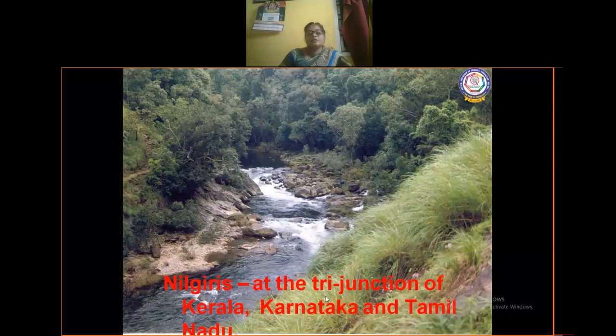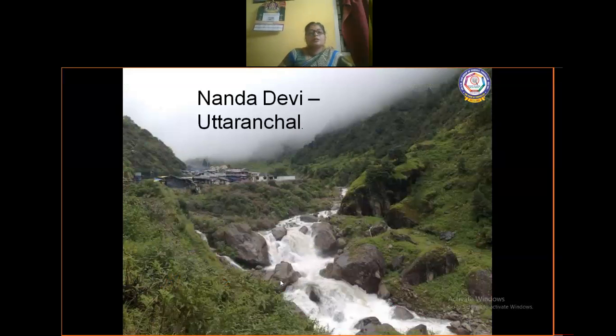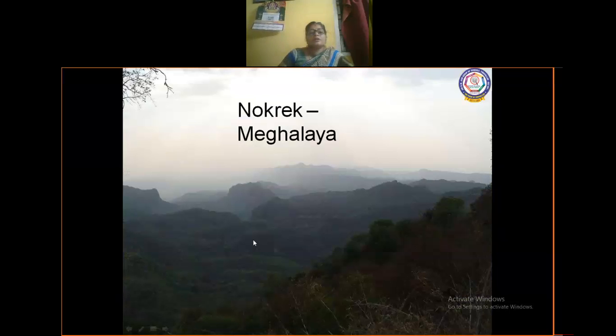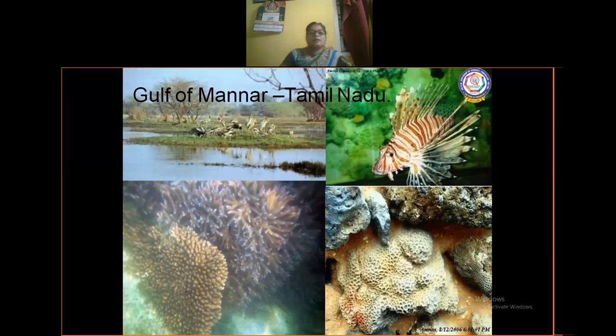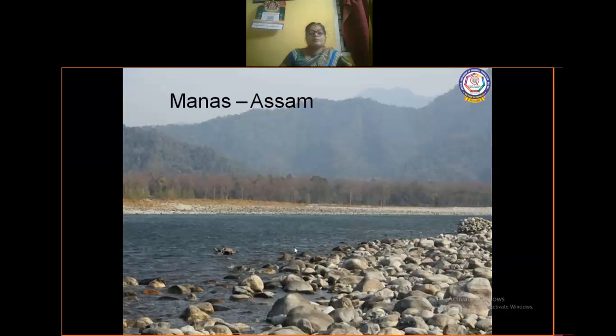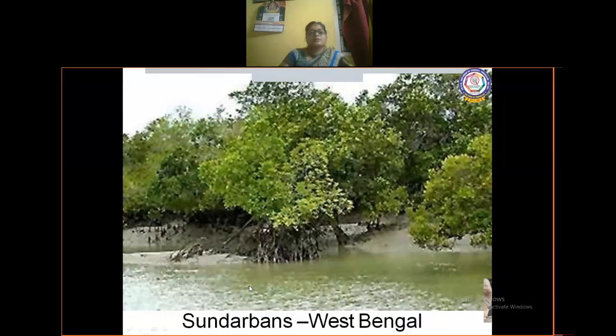Now, Nilgiri is a tri-junction. This is a picture that shows you Nanda Devi, Uttaranchal, the biosphere reserve, Meghalaya in the northeast. Now, Great Nicobar, Andaman and Nicobar Islands, how beautiful the species are. Gulf of Mannar, Tamil Nadu. Manas, Assam. Sundarbans, a tidal forest, is there, and the animals related to it are the Bengal tiger, for example.